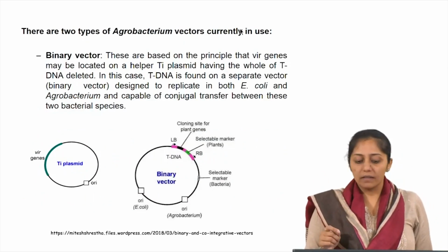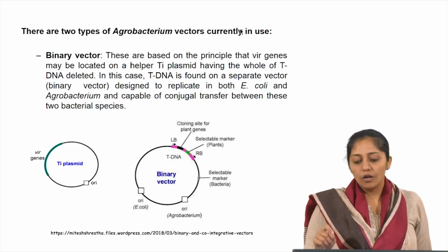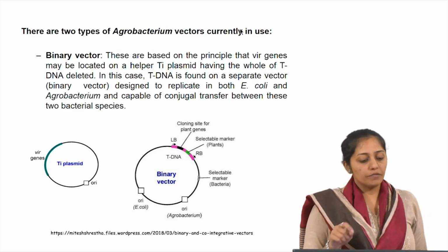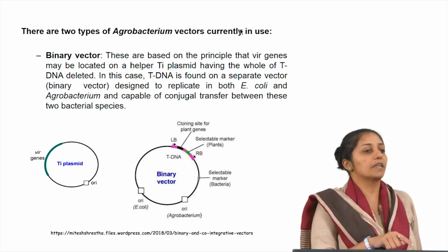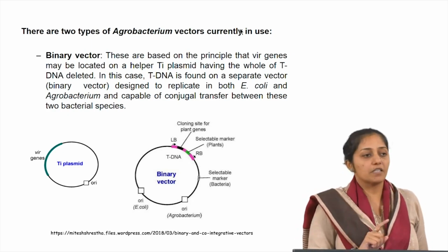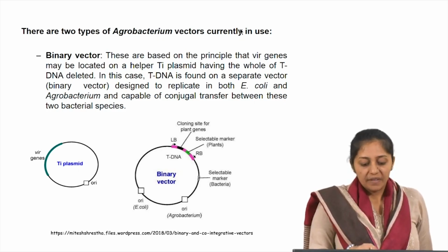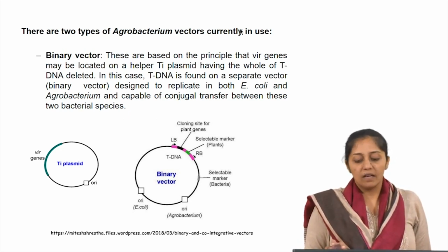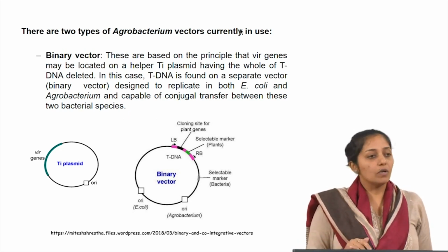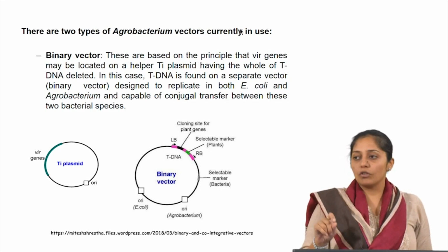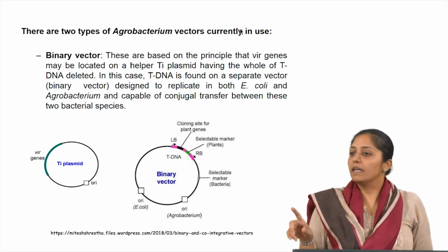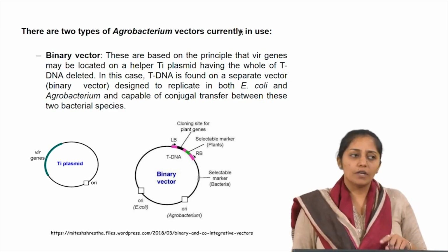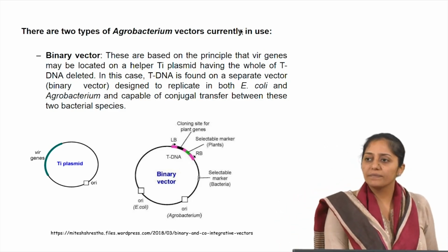So what are binary vectors? These are based on the principle that virulence genes may be located on a helper Ti plasmid having the whole of the T-DNA removed. So this disarmed Ti plasmid is called the helper Ti plasmid. In this case, T-DNA is found on a separate vector, which is the binary vector, designed to replicate in both E. coli and Agrobacterium. So it has the origin of replication of both E. coli and Agrobacterium. Now why do you think there is a need for the E. coli origin of replication?